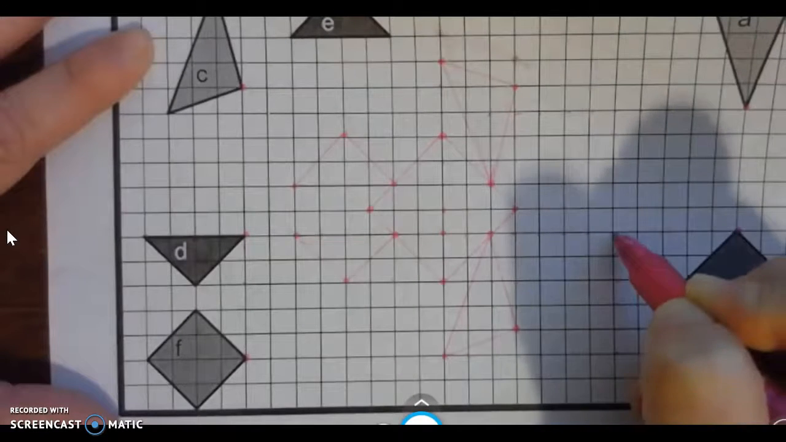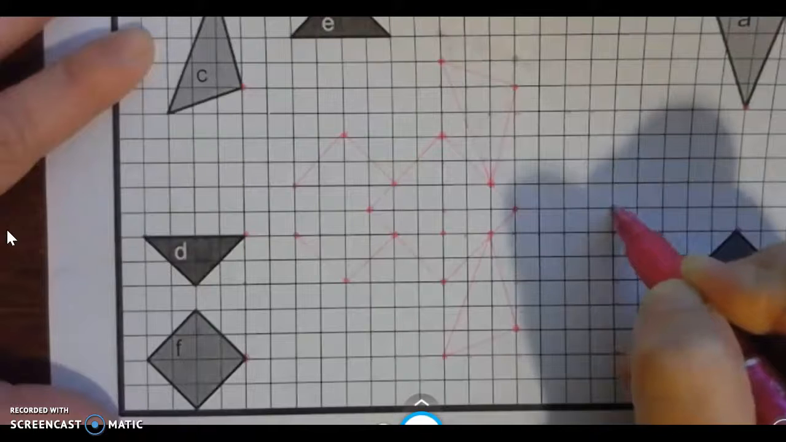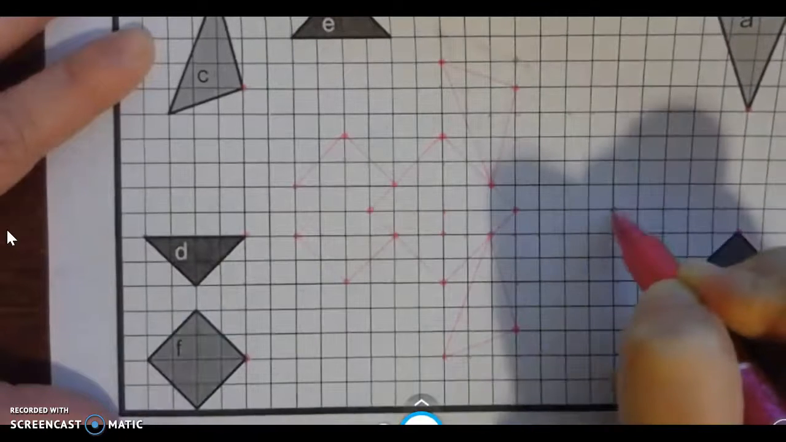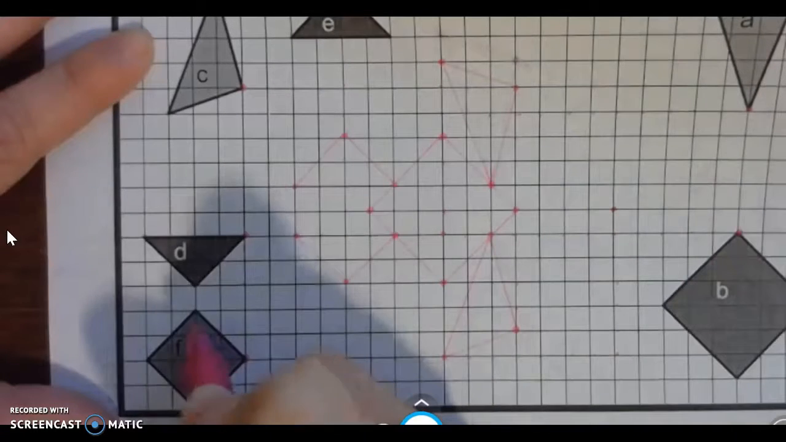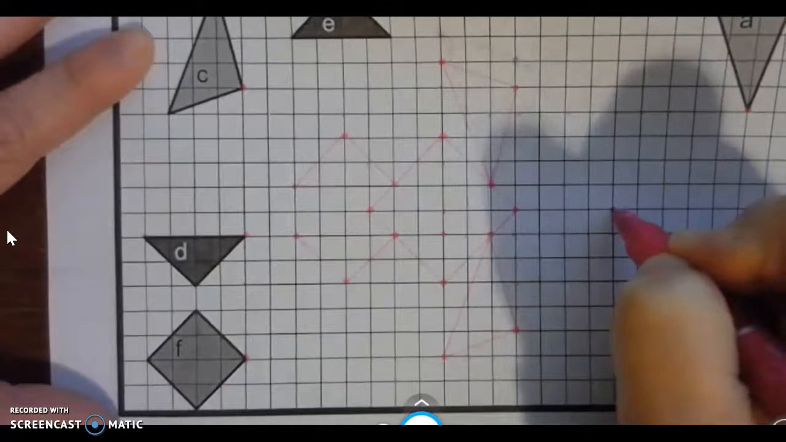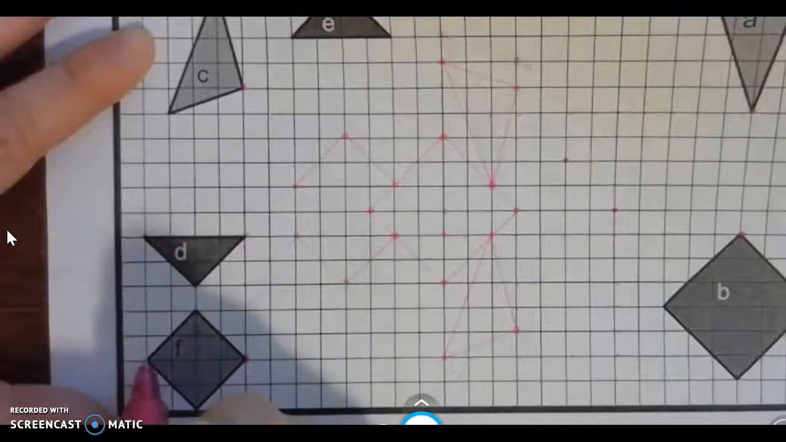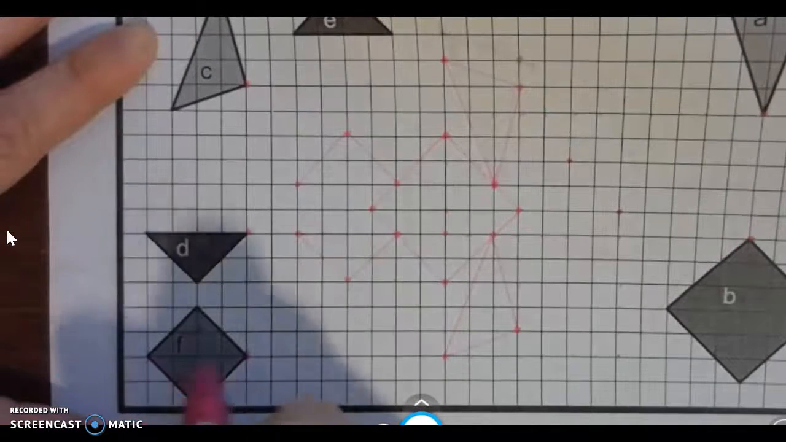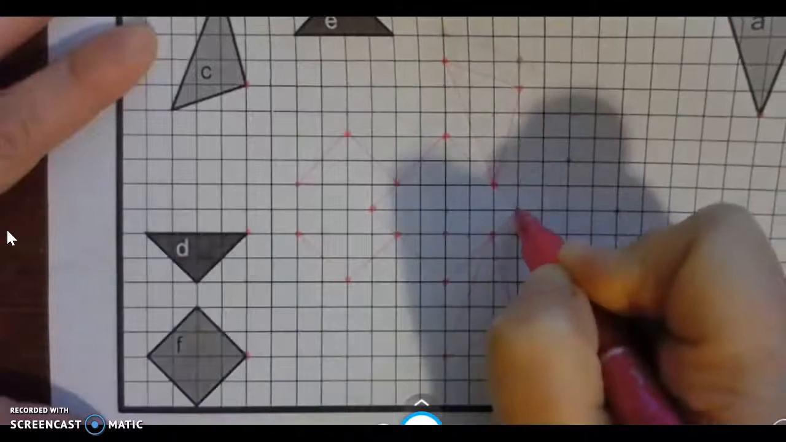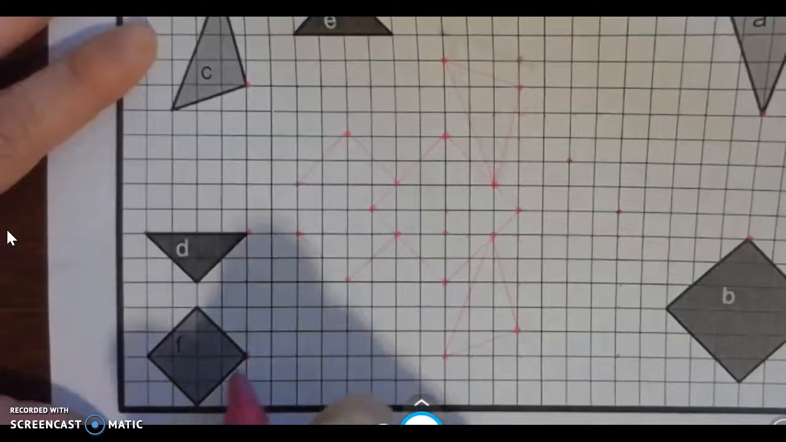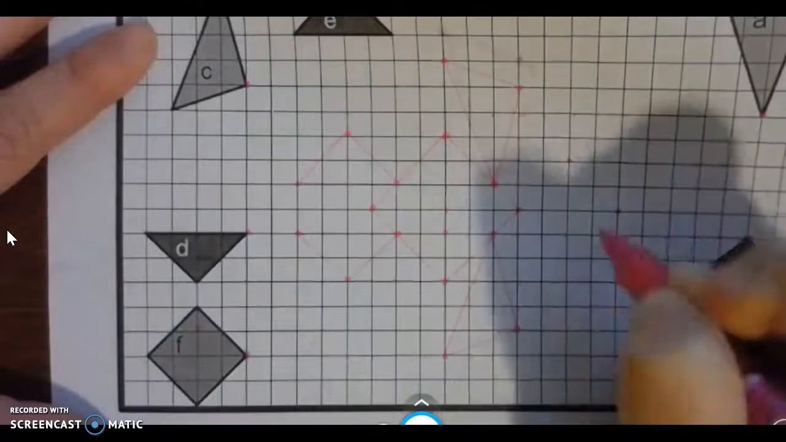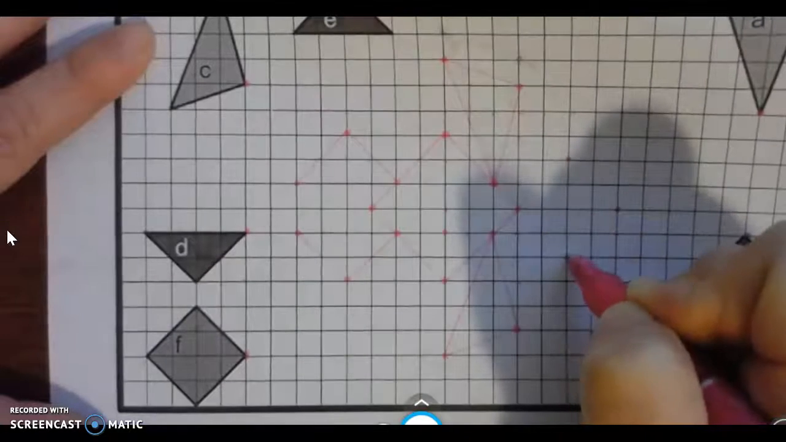3, 4, 5, 6. So this corner corresponds to this point, and the other corner there is 2 to the left and 2 up from this point. So 2 to the left, 2 up is right here. This corner is 4 to the left, so it's this one, and the bottom corner is 2 to the left, 2 down.